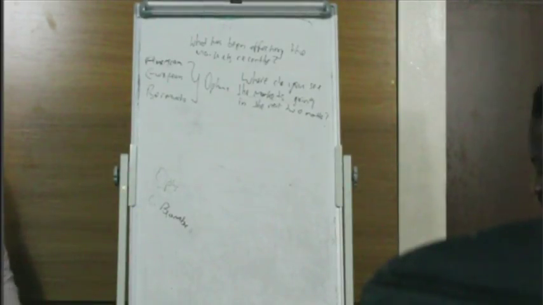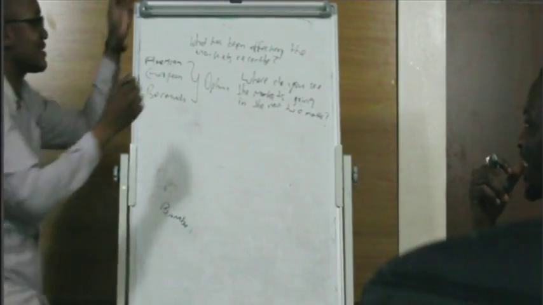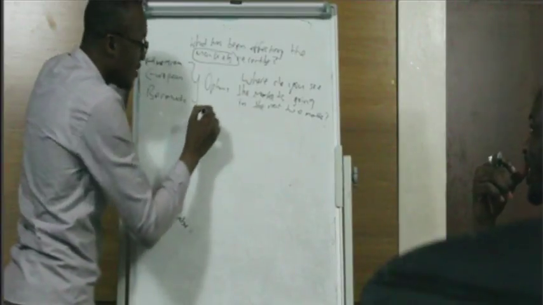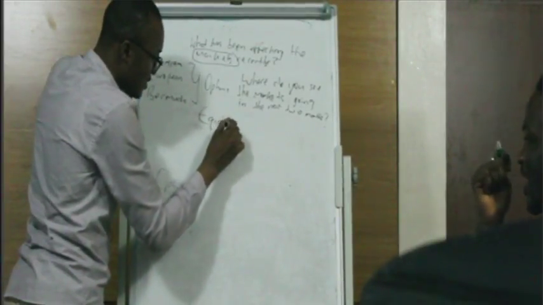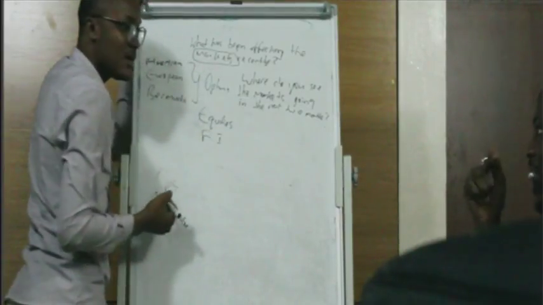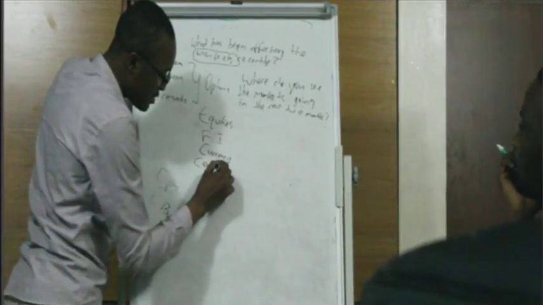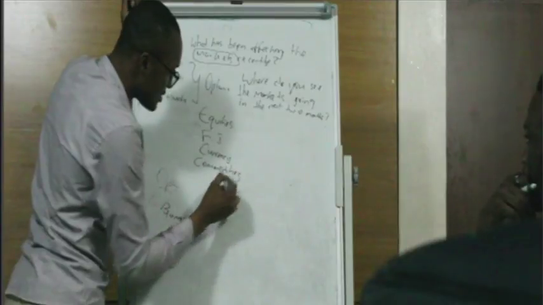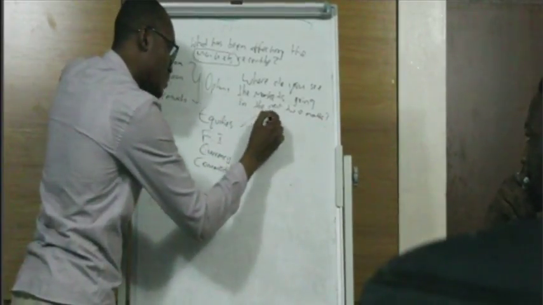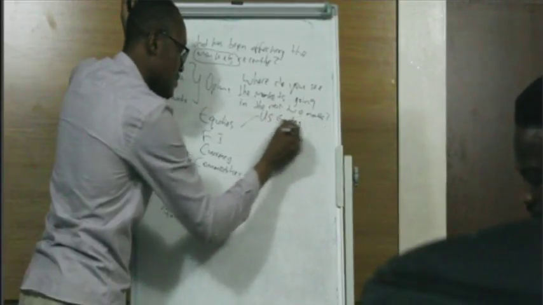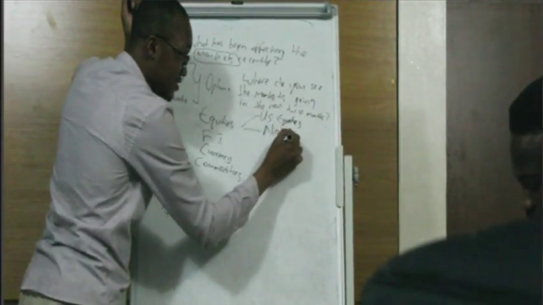Okay, so I think, what has been affecting the market recently? Which market? Market is ambiguous. You have the equities market, you have the fixed income market, you have the currency market, you have the commodities market, and within the equities market, you have the US equities market. You have your own country's, Nigerian equities market.